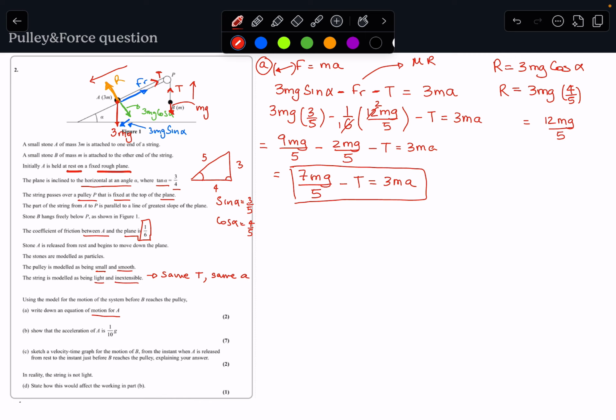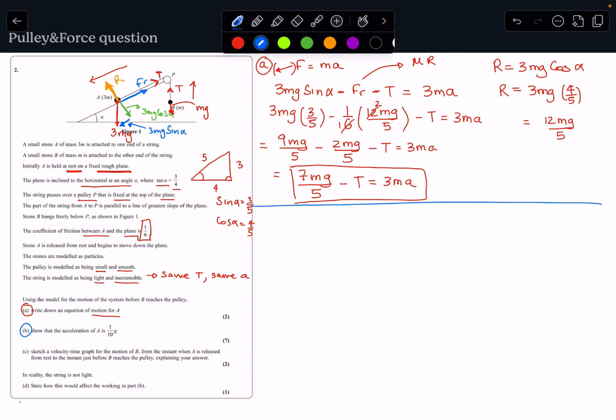That's pretty much it. Part B is telling me to show that the acceleration of A is 1 over 10 g. All right, so I need to find what the acceleration is. However, at this moment in time, I cannot do that because I have tension, which is unknown, and therefore the way that I'm going to solve this is by bringing in my equation of motion for particle B. So let's have a look at how we can do this. Perhaps let's do part B in a different color so we can show what the different parts are.